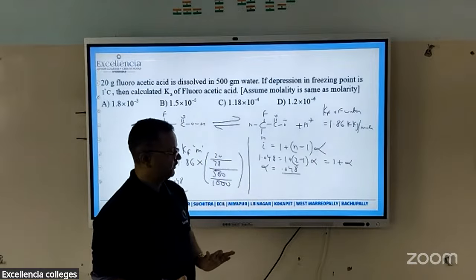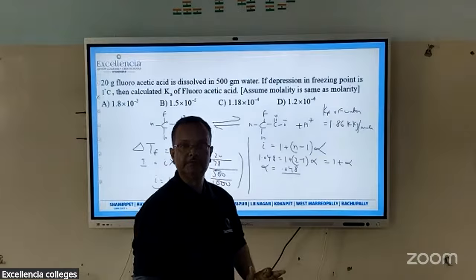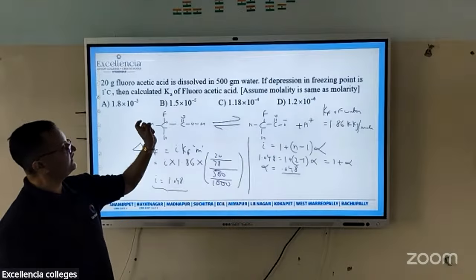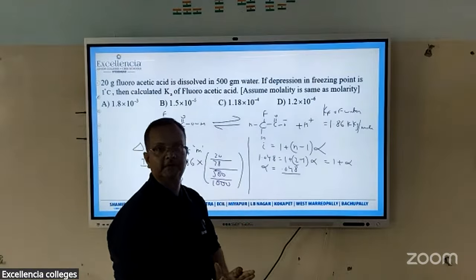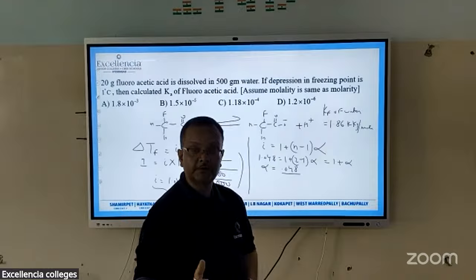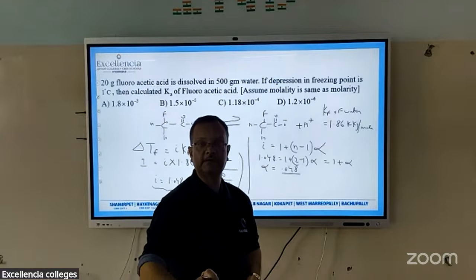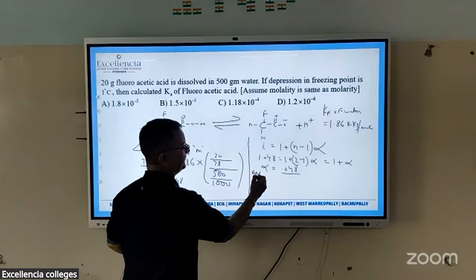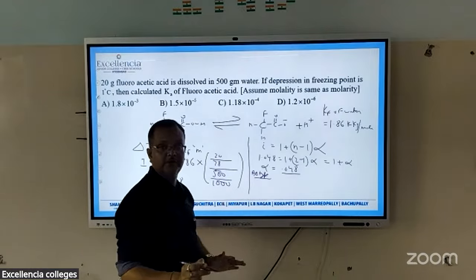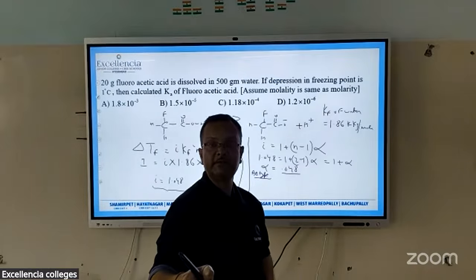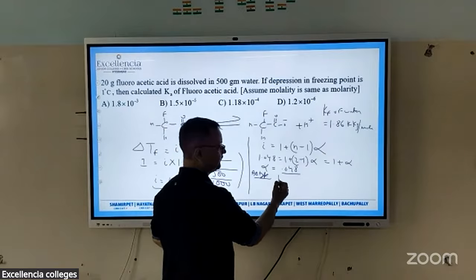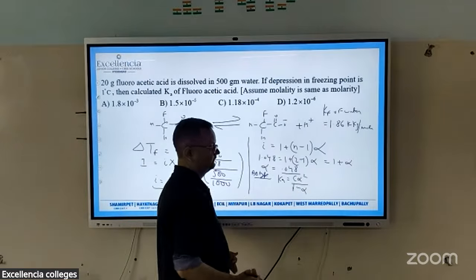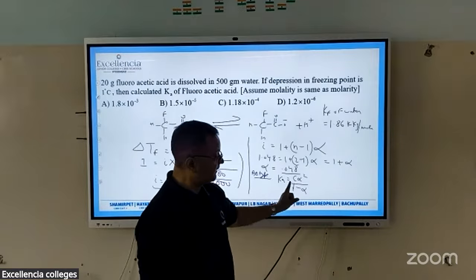Fine. Once you find the alpha value, we can find what the question is asking. The question is asking about the Ka value of acetic acid. You tell me, this electrolyte is of what type? Although it is a weak acid, it is an AB type. And if you recall, for AB type, the relation of Ka comes as C alpha squared upon (1 minus alpha). Correct? So we'll go with that relation.